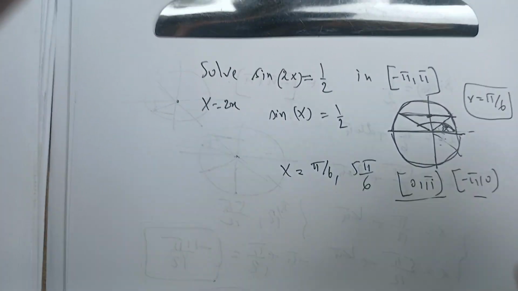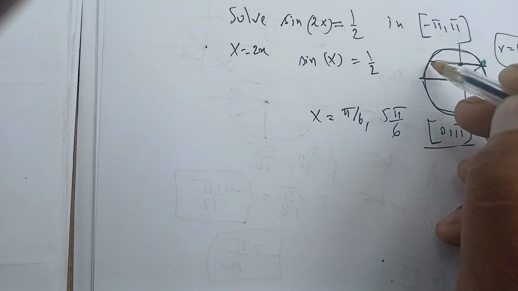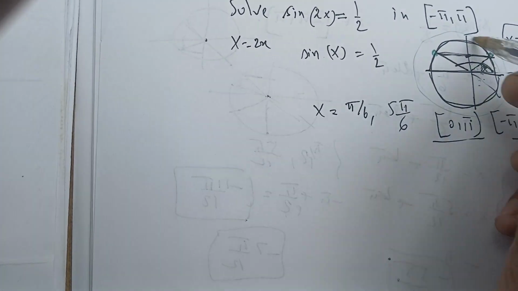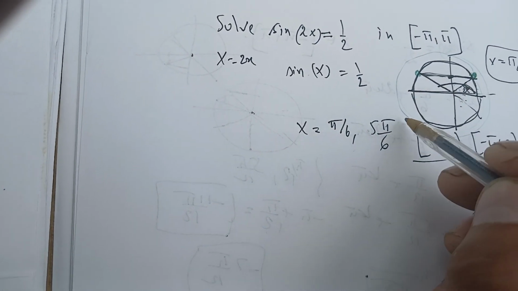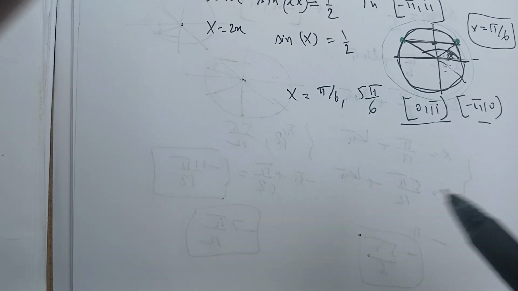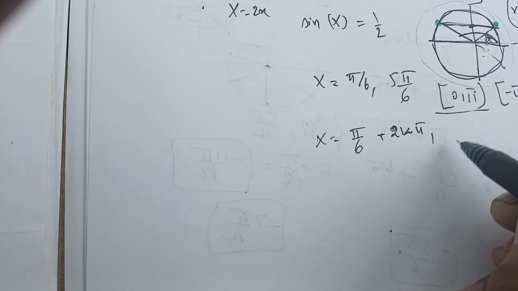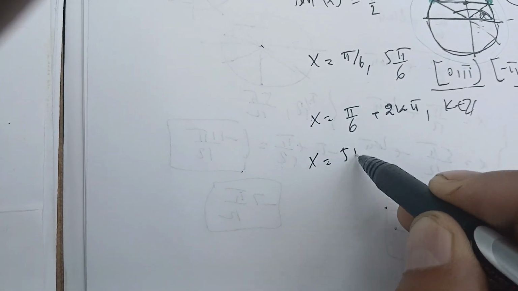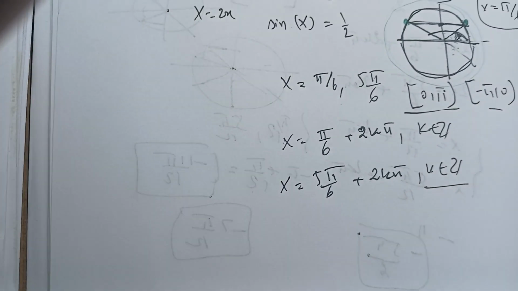But there is something else that we need to do. This is my first solution. This is my second solution. If I move around the circle by 2 pi and keep moving, I still have solutions. I still get to this point. The same thing here. So the solutions are x is pi over 6 plus 2k pi, k in Z, the set of integers, or x is 5 pi over 6 plus 2k pi, k in Z.